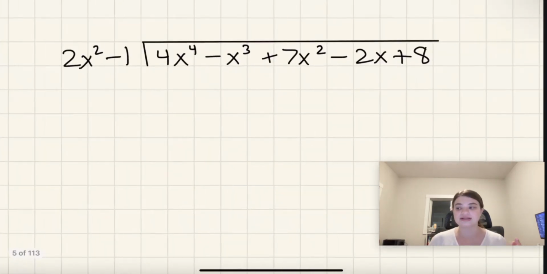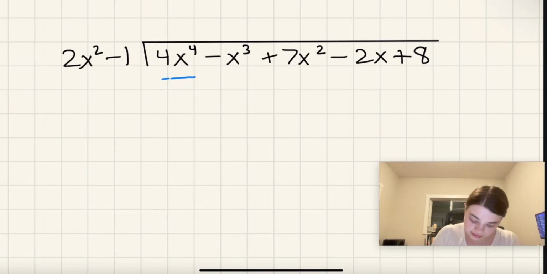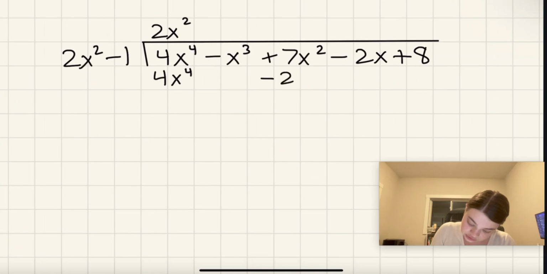The first step is to ask ourselves, how many times 2x squared goes into 4x to the power 4, right? So in other words, how many times does the leading term of what we're dividing by go into the leading term of what we're dividing, right? We always want to look at it from the perspective of the leading term. So 2x squared goes into 4x to the power 4, 2x squared times. 2x squared times 2x squared is 4x to the power 4. And then negative 1 times 2x squared is equal to negative 2x squared.